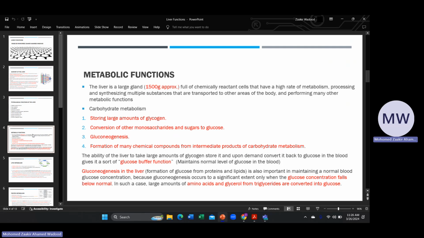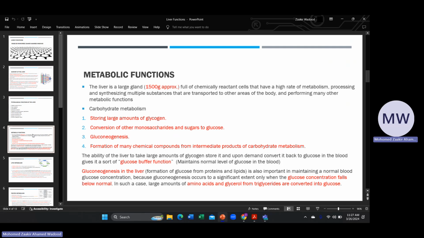So as we know, glycogen is a very, very important source of energy. And for this reason, the liver is able to store a large amount of glucose in the form of glycogen as an energy reserve. It's also very important in the ability to convert certain sugars, like, for example, sucrose, fructose, and certain other monosaccharides to glucose aside from glycogen. It also has a very important role in gluconeogenesis, and also quite an important role in forming chemical compounds from intermediate products.